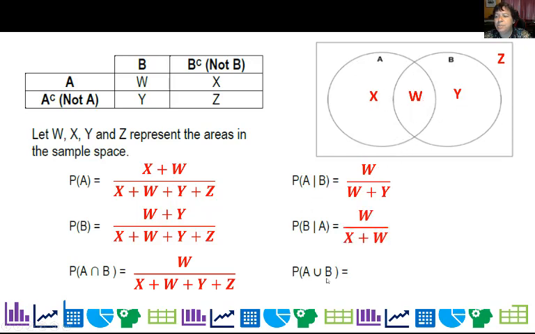Then finally, let's do the probability of A or B. Well, I can just add these up and subtract that if I have easy numbers to work with. Or I can just say A or B, that's just going to be these three right here over the total, X plus W plus Y, all over X plus W plus Y plus Z.